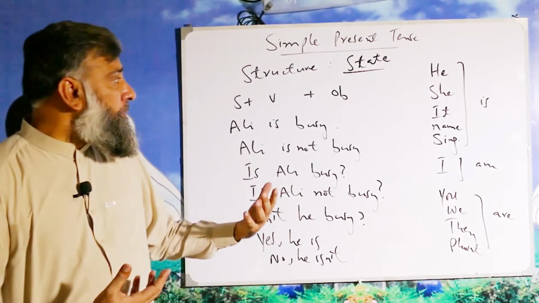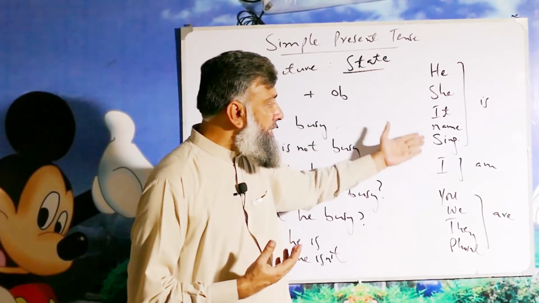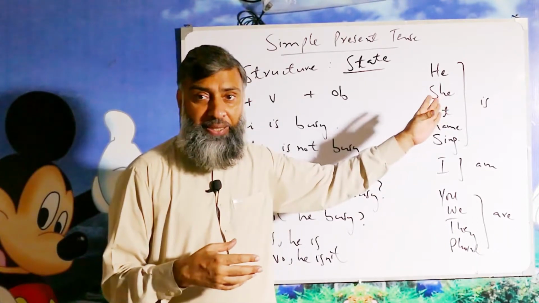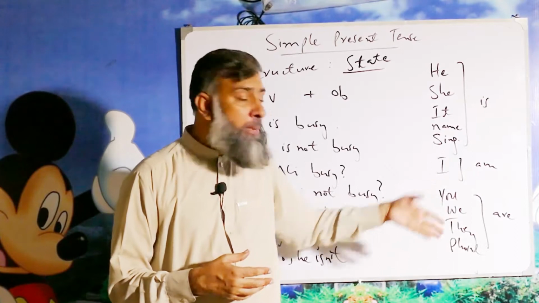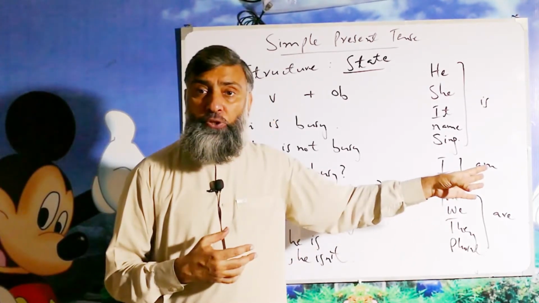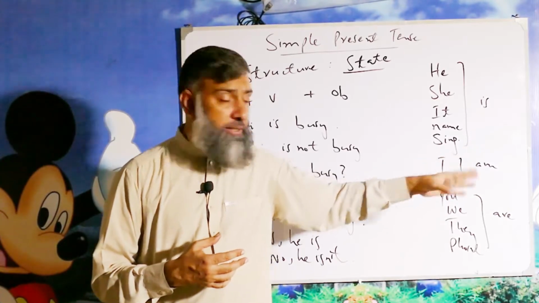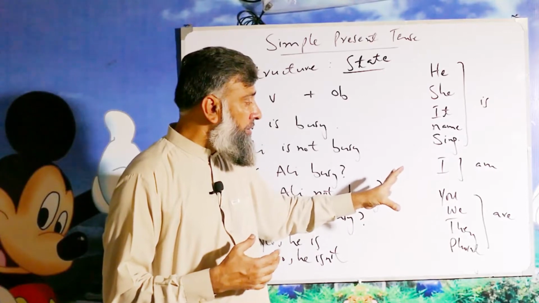So for this you need to have in mind that with the pronouns he, she, it, or a name, singular, you need to use is. Then with I, am, and then with you, we, they, plural, we need to use are. इनके साथ हम are इस्तेमाल करते हैं. Now I want to have an example from these three.